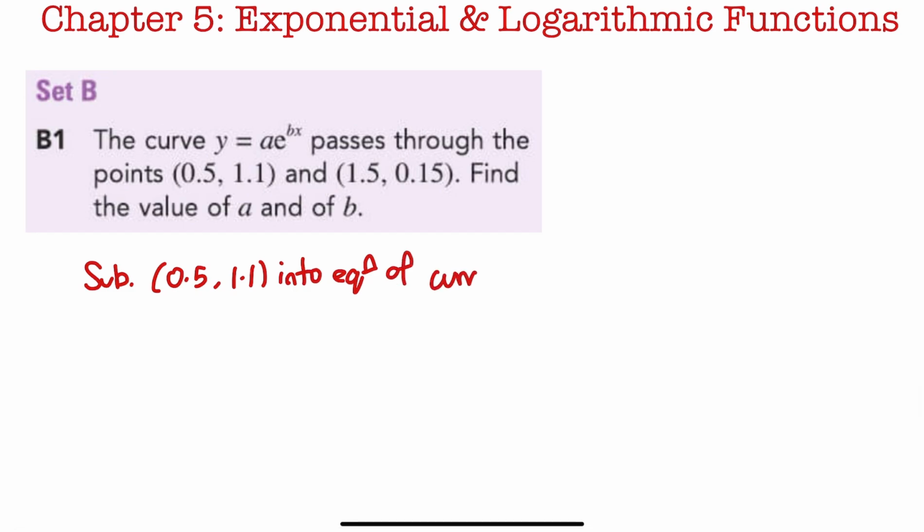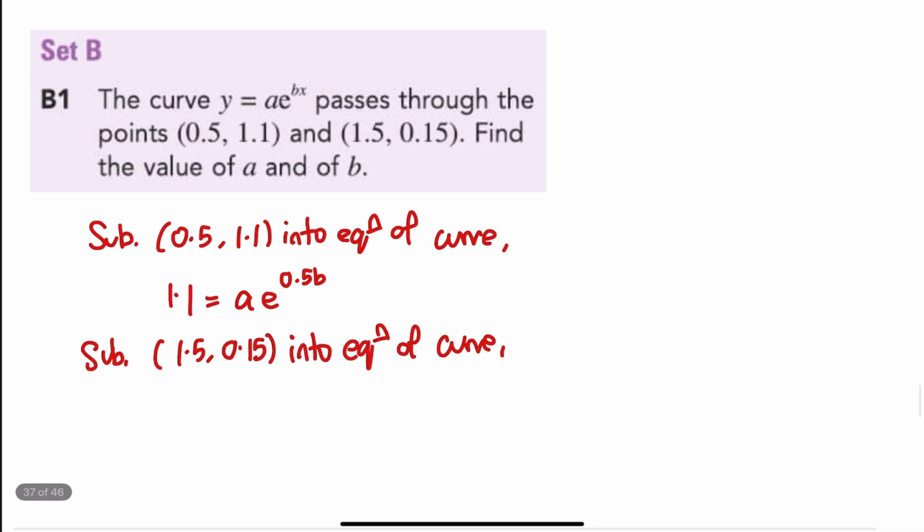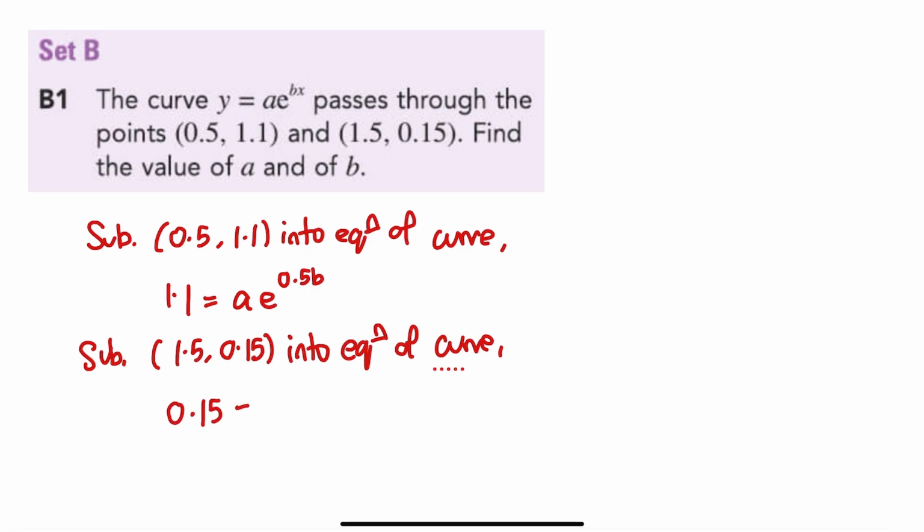So if I sub this point in, I will get 1.1 equals a times e power b times 0.5. So this is simply 0.5b. Likewise, I can also do the same thing for the other point. When I sub in the other point, 1.5 comma 0.15, this satisfies the equation of the curve. I will get 0.15 equals a e power 1.5b.